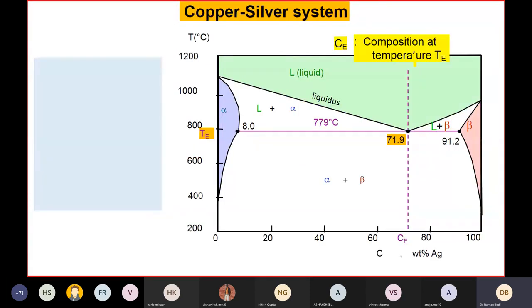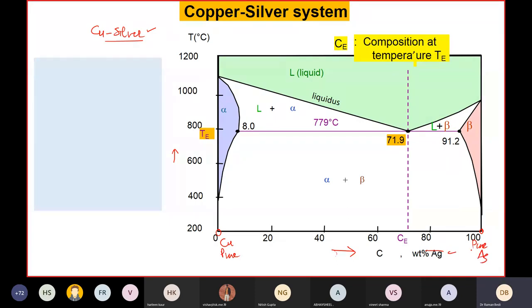Let's come to one more phase diagram, and then we move on to the iron carbon diagram. This one is called the copper silver diagram. It is not a copper nickel diagram, it is a copper silver diagram. Here we plot temperature against composition as percentage of silver. This end is pure copper.